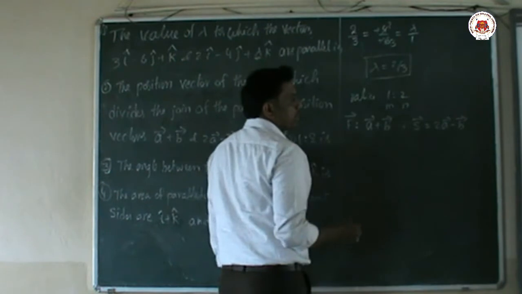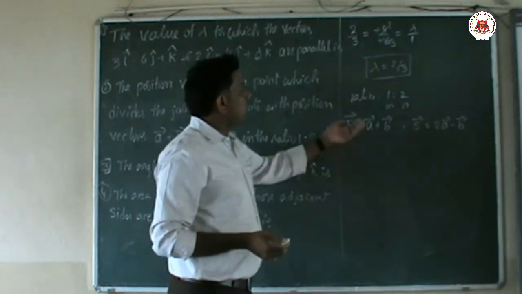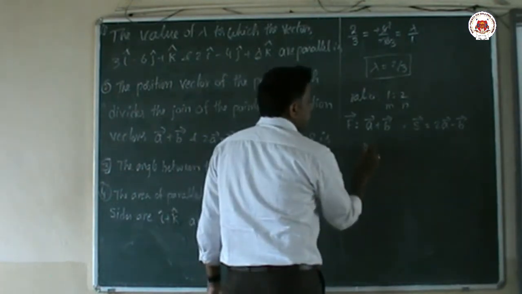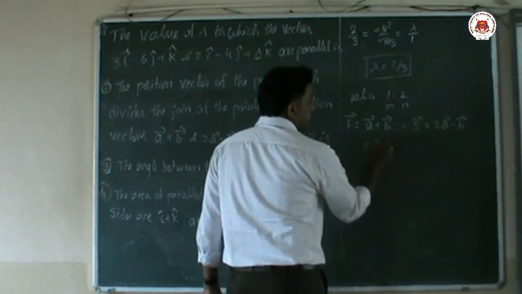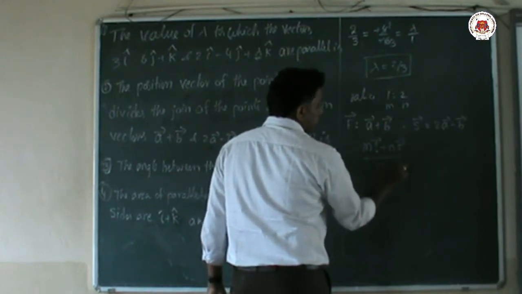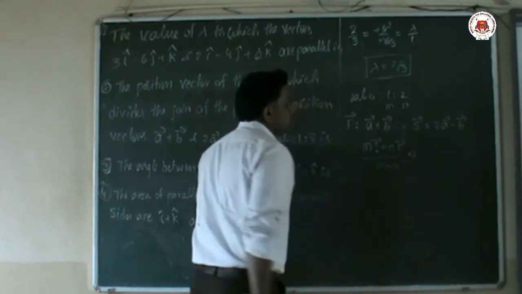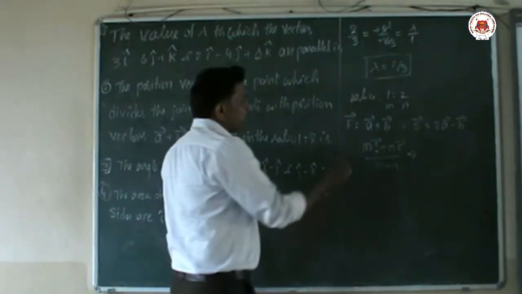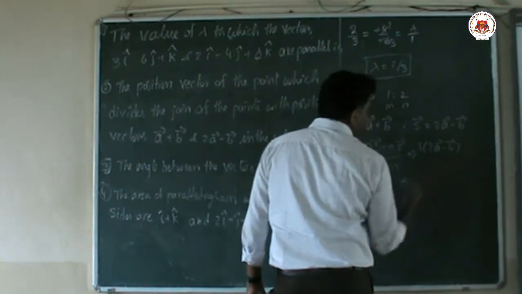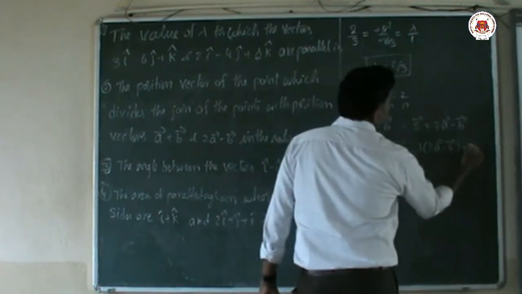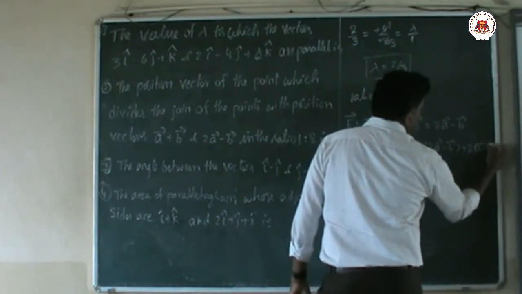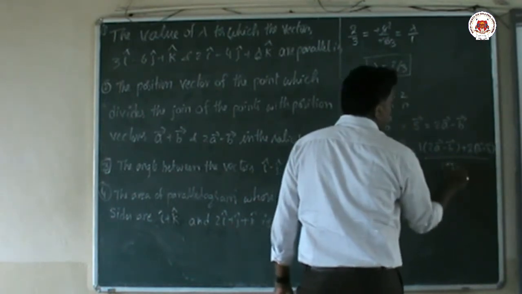So here the ratio is also given. We have to find the position vector which divides these two vectors in the ratio. So we have a formula. What is the formula? m into the second vector plus n into the first vector, by m plus n. If we substitute in this formula, m means 1 into the second vector, which is 2a vector minus b vector, plus n, n means 2, into the first vector, which is vector a plus vector b, by m plus n, which is 1 plus 2.